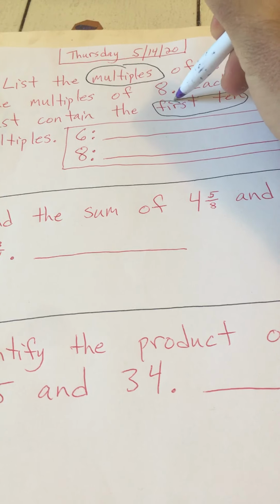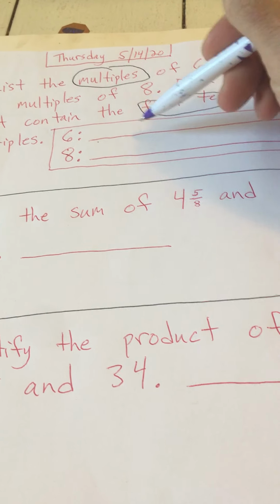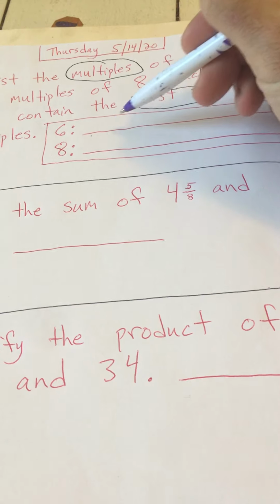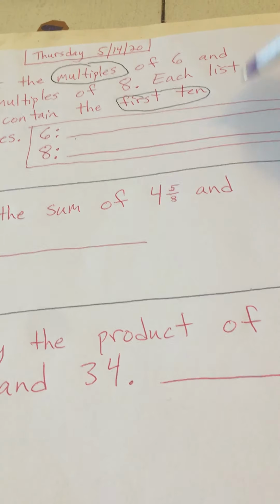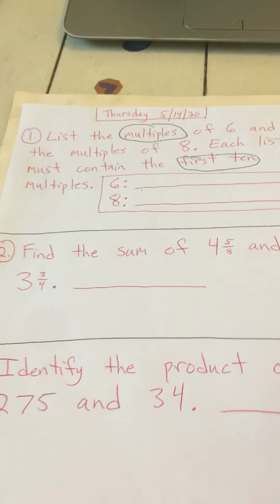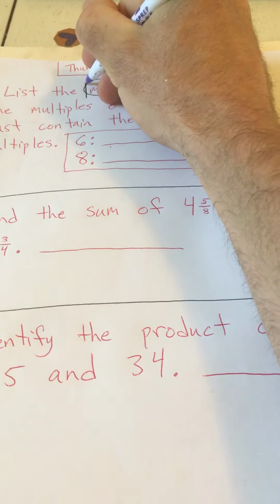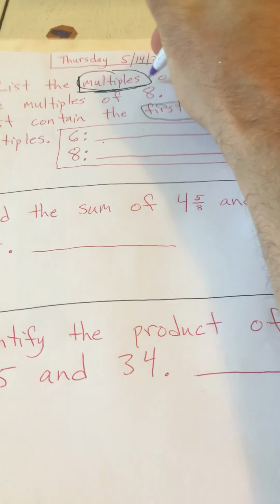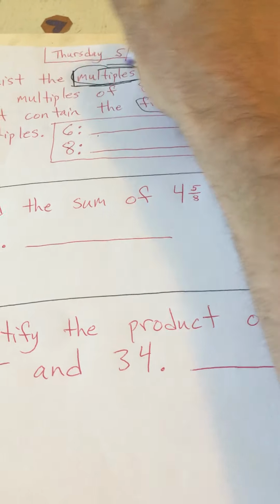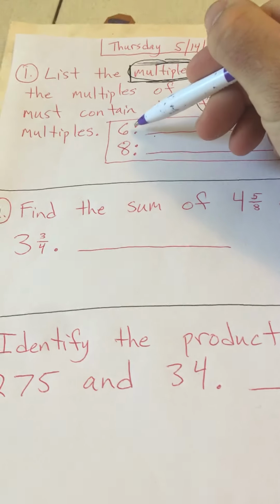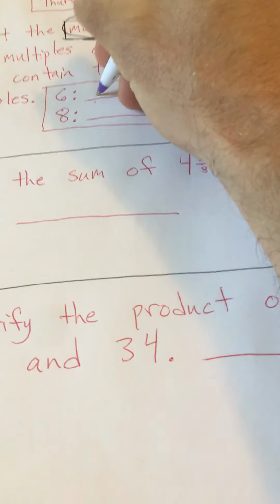So basically we're going to list the multiples of 6. So what's 6 times 1, 6 times 2, 6 times 3, 6 times 4, all the way up to 6 times 10. And that's the assignment here. So you need to know what multiples are. Multiples are numbers that you can reach by multiplying by these two given numbers. So 6 times 1 is 6.